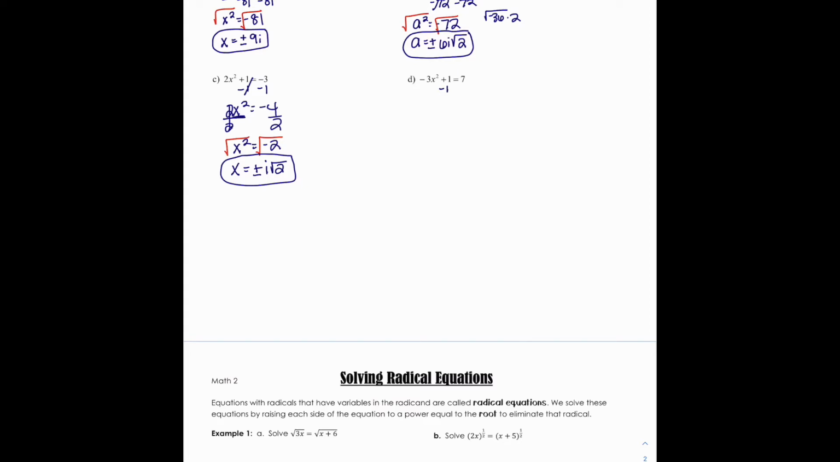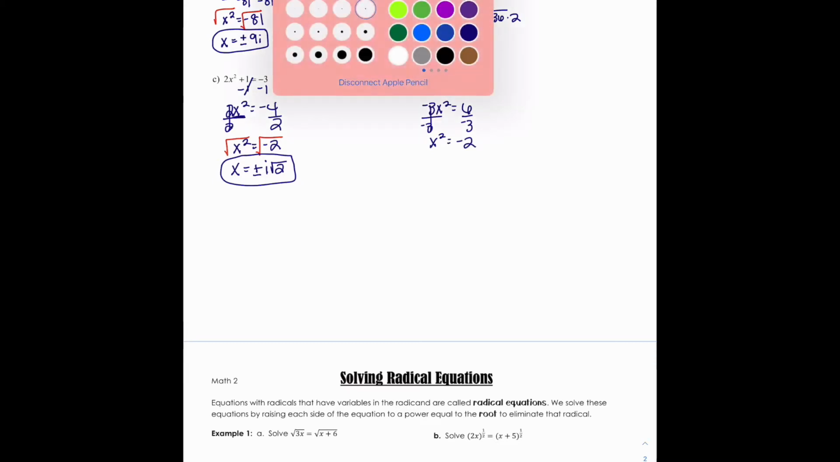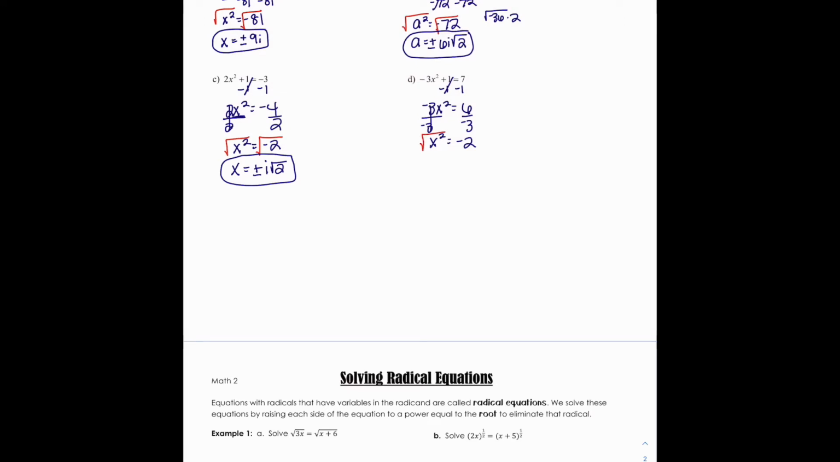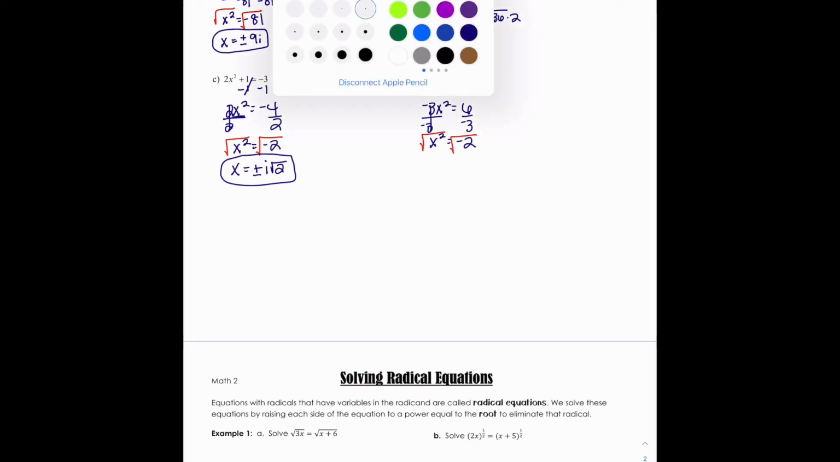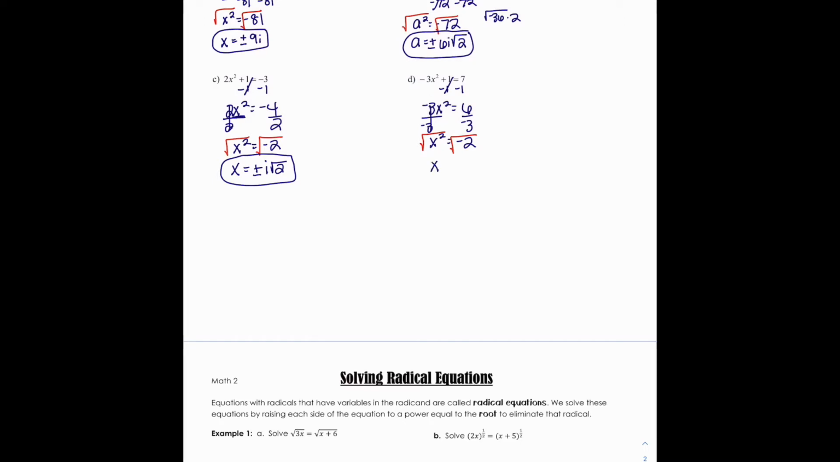For d, I'm going to start by subtracting 1. We'll get negative 3x squared equals 6. Then I'm going to divide by negative 3. And we'll get x squared equals negative 2. Take the square root. So this is basically where we ended up on problem c. Square root of x squared is x. You have to put the plus or minus symbol. If you don't, you will get points counted off, or if you select an answer without the plus or minus, it will be incorrect. Negative turns into i, and 2 just stays a radical because we can't simplify it.